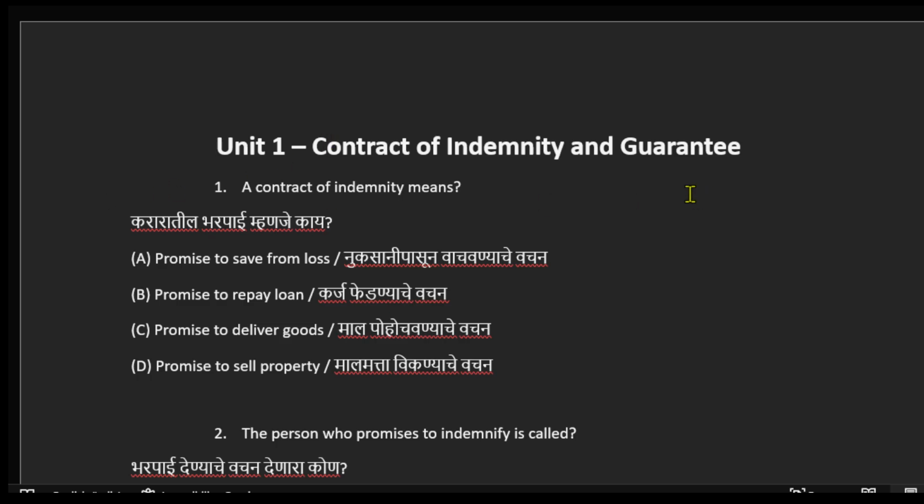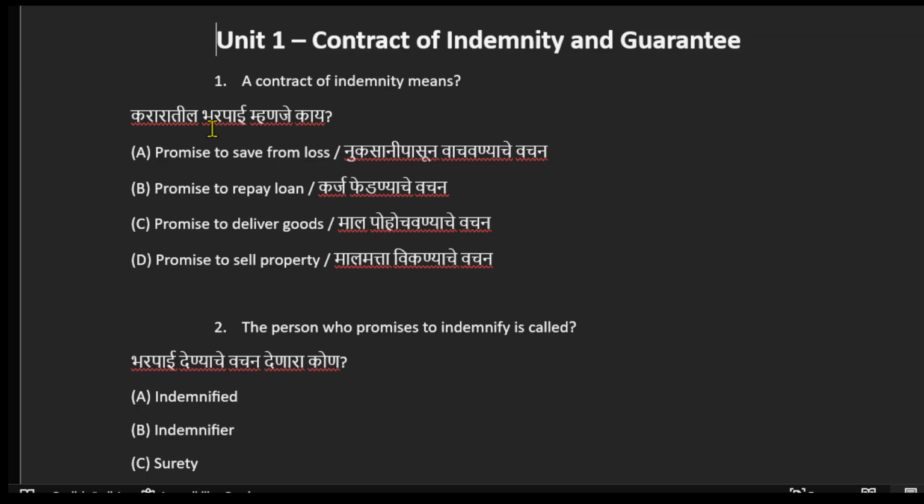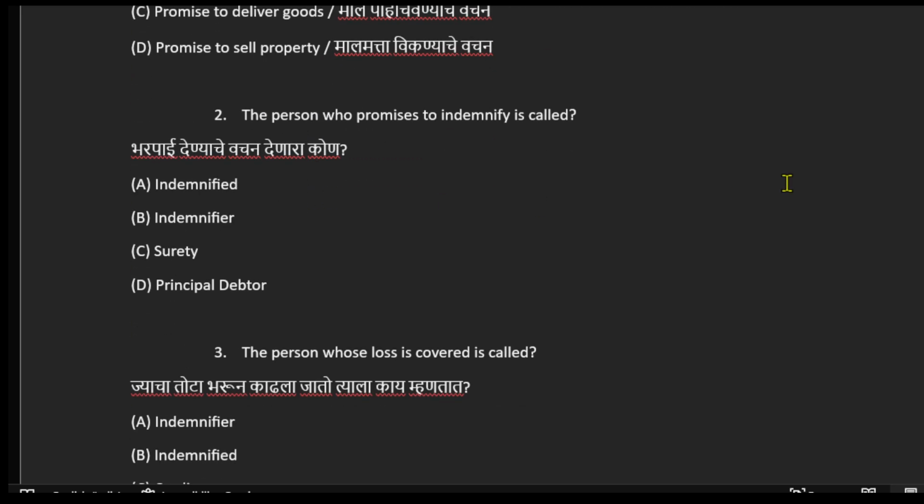Unit 1, contract of indemnity and guarantee. Question 1. A contract of indemnity means promise to save from loss. Question 2. The person who promised to indemnify is called indemnifier.